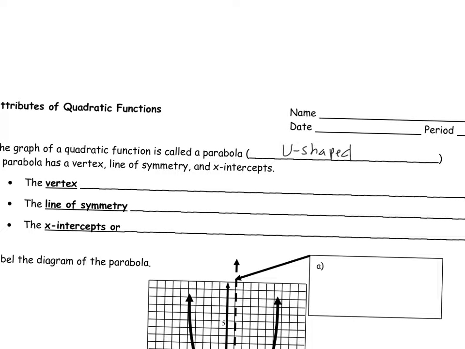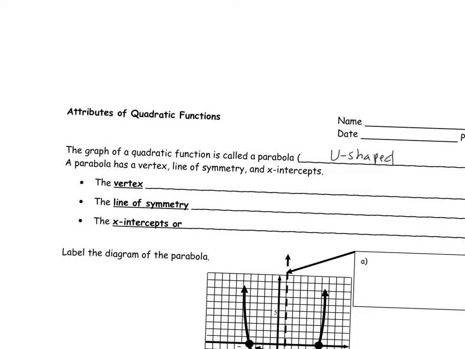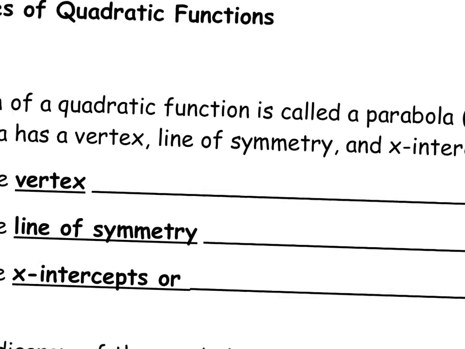So like I said, the parabola is a U-shape. Now we're going to get into what are the attributes of a parabola: the vertex, line of symmetry, and x-intercepts. Okay, so let's go to the vertex first.